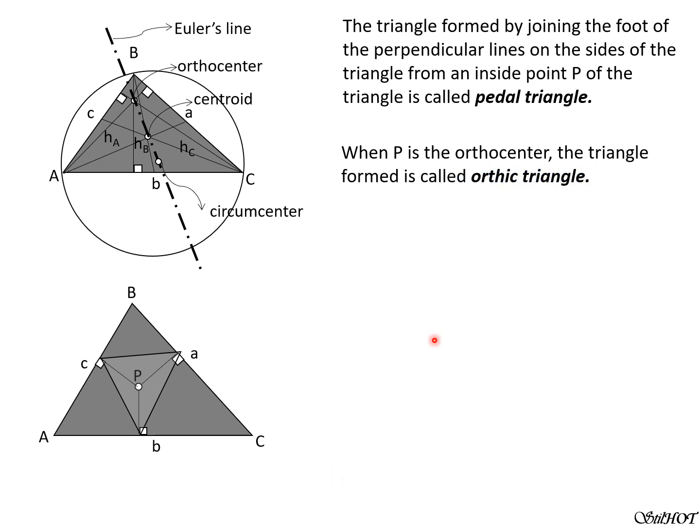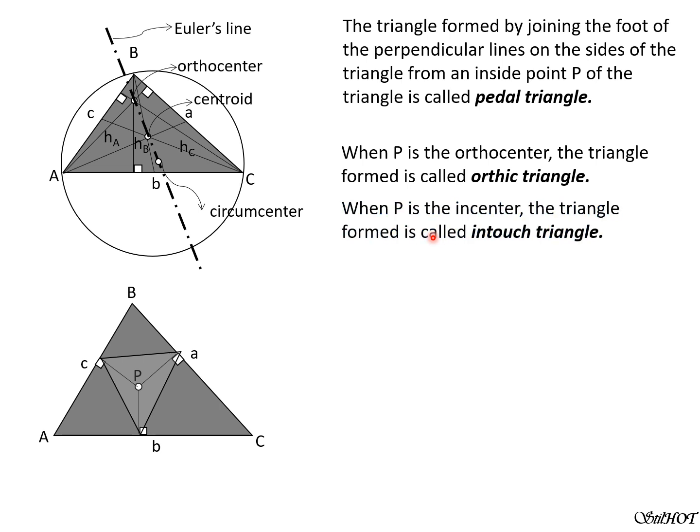When P is the orthocenter, the triangle formed is called the orthic triangle. So remember, the orthocenter is the point of intersection of the altitudes. So if P is the orthocenter, then we draw perpendiculars to the sides, and we call that the orthic triangle. When P is the in-center, the center of the inscribed circle, we call that the in-touch triangle. And when P is on the circumcircle, the triangle collapses to a line called the pedal line or Simpson's line.